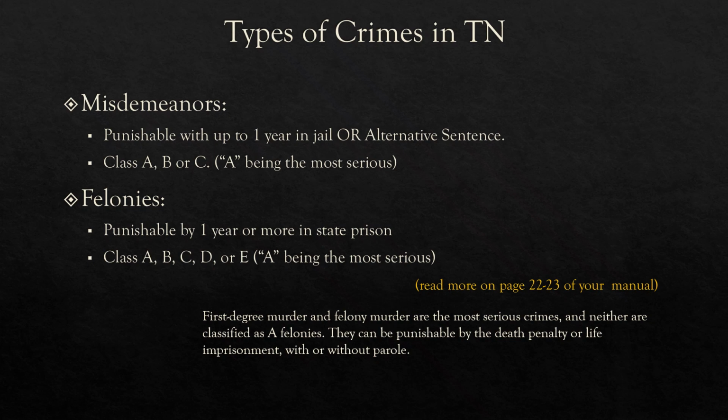First-degree murder and felony murder are the most serious crimes, and neither one is classified as A felonies. They are simply first-degree murder and felony murder. They're not a felony A, B, C, or D. They are just the most serious charges because they are punishable by life imprisonment with or without parole, or by death. Felony murder is a concept that you might want to learn.